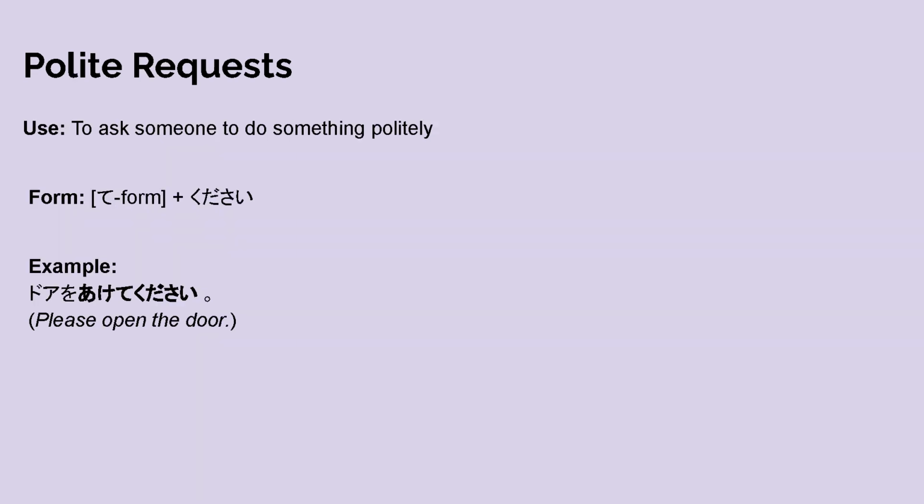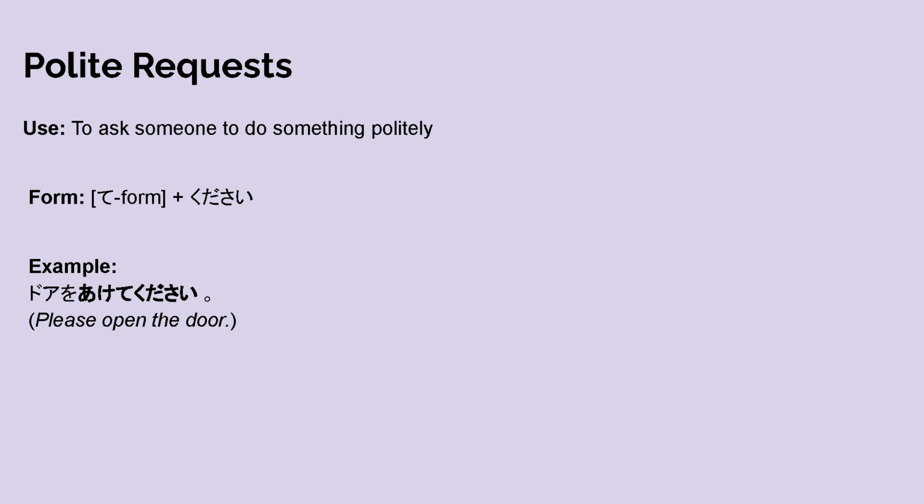Polite requests. This is pretty simple. If you remember anything from this lesson, take this one. This is the biggest one that we're going to work on right now: te form plus kudasai. You've probably heard the phrase kudasai in whatever anime or dramas you watch, because that's pretty common. You're just asking for someone to do something or give you something. You use it when you're ordering in a restaurant too. You also say onegai shimasu in a restaurant.